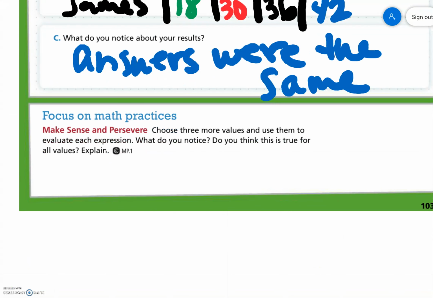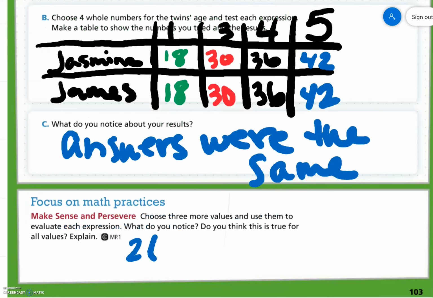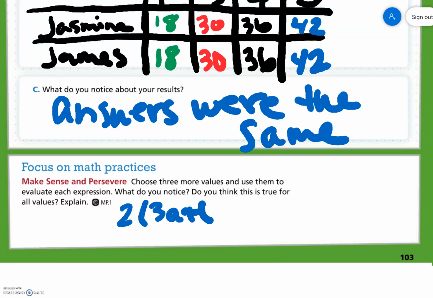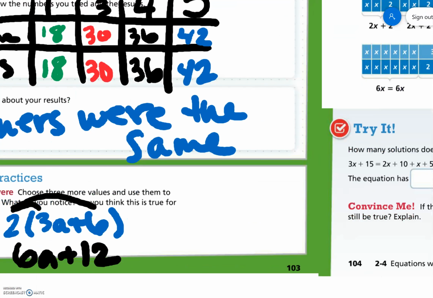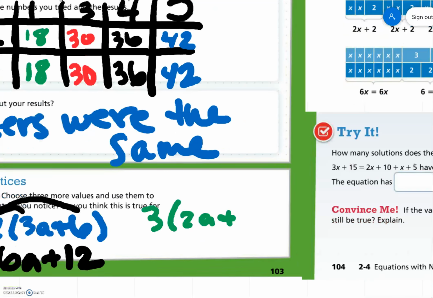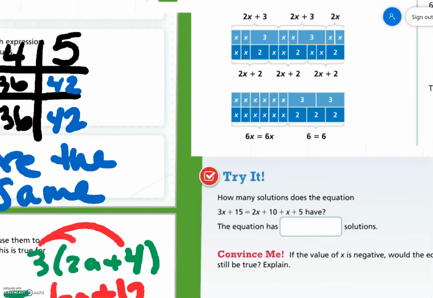I'm not going to spend our time doing it, but I'm going to show you why it's true for all values. So if we take Jasmine's, it was 2 times 3A plus 6, and apply what we learned last lesson with distributing. 2 times 3 is 6A. 2 times 6 is 12. Then if we take James's, he had 3 times 2A plus 4, and we also distribute. 3 times 2 is 6A, 3 times 4 is 12. These are equivalent expressions. So no matter what we put in for A, we will get the same answer out.